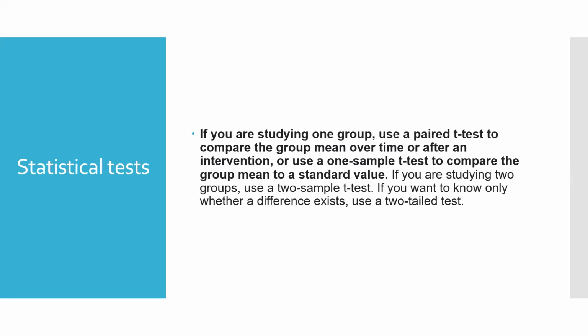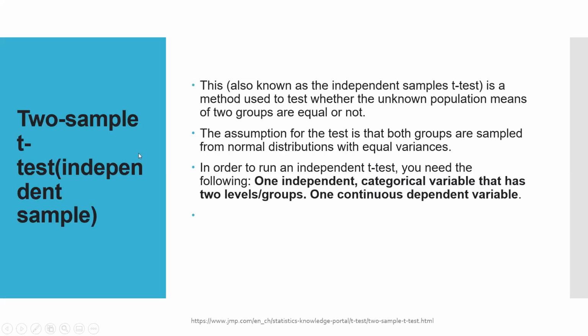If we are studying one group, use a paired t-test, but for two groups, we always use the two sample t-test, that is most commonly used, and usually we use the two-tailed test. The two sample t-test or the independent t-test is the most commonly known t-test whenever we are considering the population means of two groups, whether they are equal or not. We have to see it by the value of the t statistic relative to the critical value that is taken from the table. The assumption for the test is both groups are sampled from a normal distribution with equal variances.